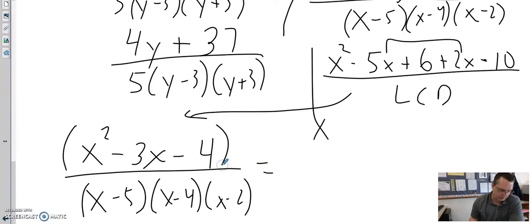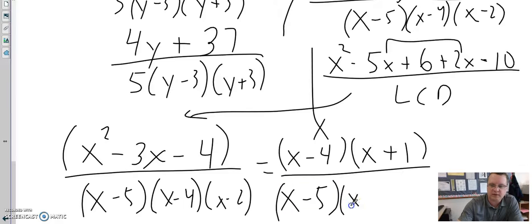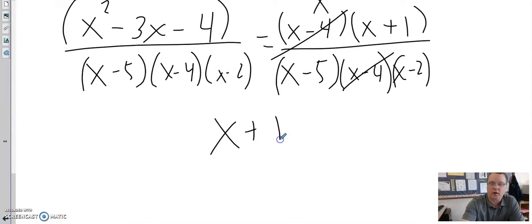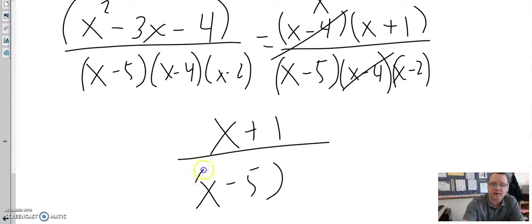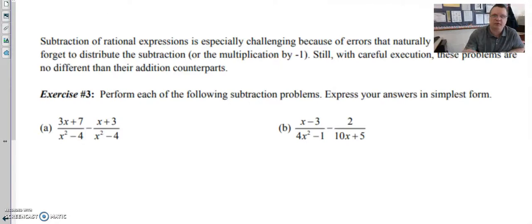Now, if the numerator will factor, you have to factor it. All right, so this one does factor. Again, menu 331. This factors to (x minus 4)(x plus 1), all over (x minus 5)(x minus 4)(x minus 2). So what will cancel? Your x minus 4s. So you are merely left with x plus 1 all over (x minus 5)(x minus 2). Okay, I figured out how to move myself.